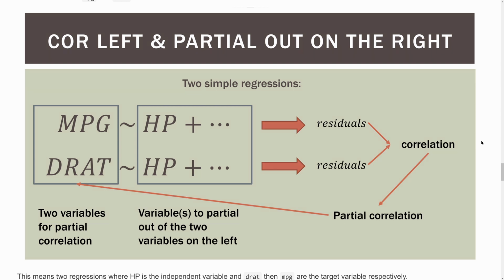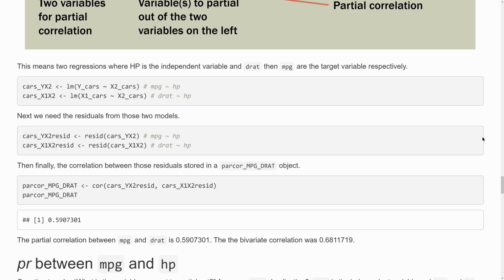So we have 2 regressions, and then we get 2 sets of residuals out of those models. Then we do the correlation between those residuals. That gives us the partial correlation between the 2 variables that we were interested in the first place, in this case, miles per gallon and drat. See how that works? So this means 2 regressions where horsepower is the independent variable and drat and then miles per gallon are the target variables respectively.